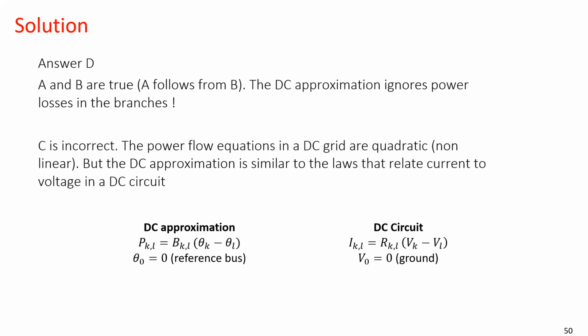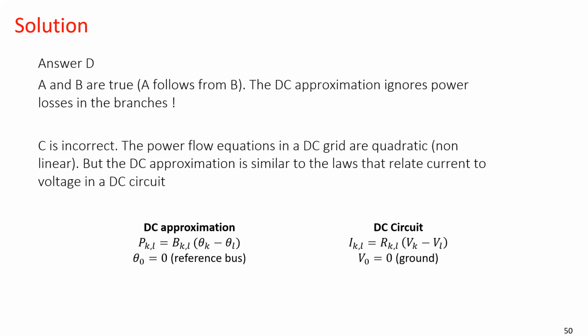But other than that, it's not easier. But the DC approximation is similar to the laws that relate current to voltage, so the Kirchhoff law in a DC circuit, right? So if you think of current as the replacement for active power and the voltage as the replacement for AC voltage angle, then you have exactly the same mathematics. So you can map one to the other. In that sense, if you want to analyze a DC circuit, when you're speaking currents and not power, then you have exactly the same formalism as the DC approximation of an AC grid.